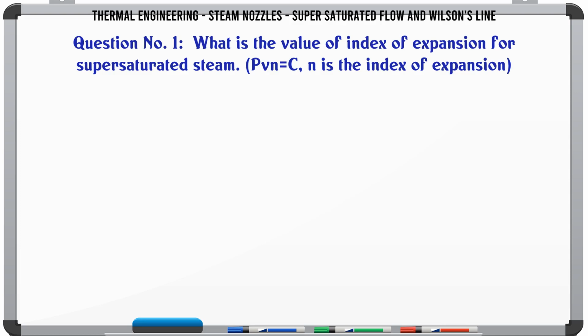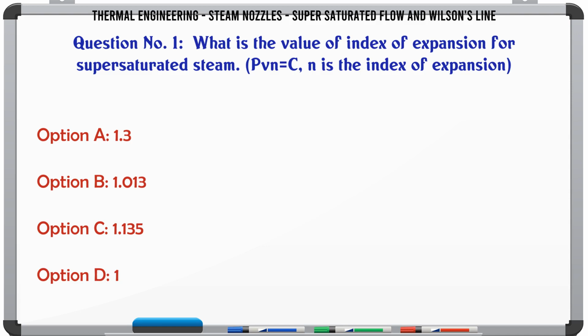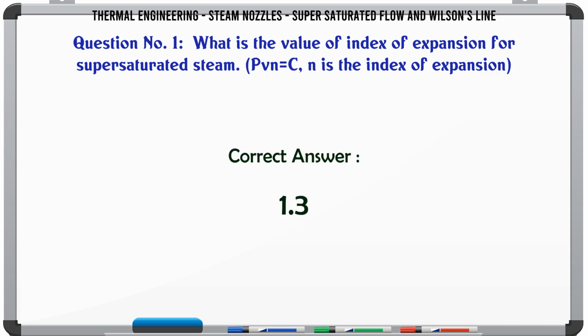What is the value of index of expansion for supersaturated steam? PV^n = C, n is the index of expansion. A: 1.3, B: 1.013, C: 1.135, D: 1. The correct answer is 1.3.